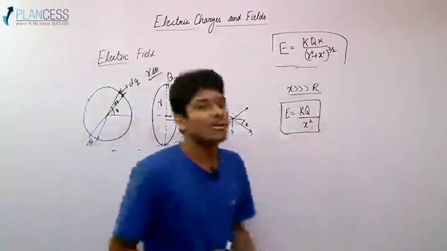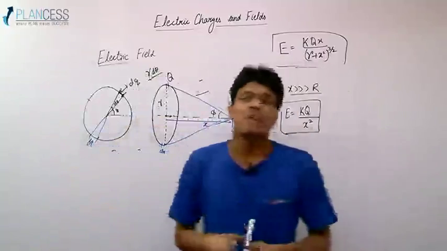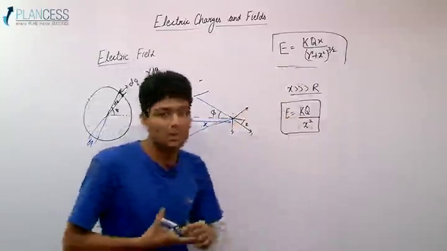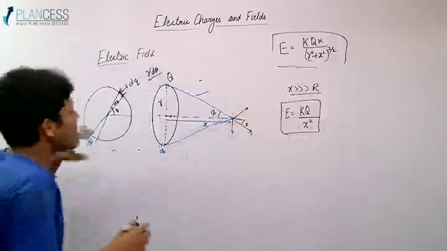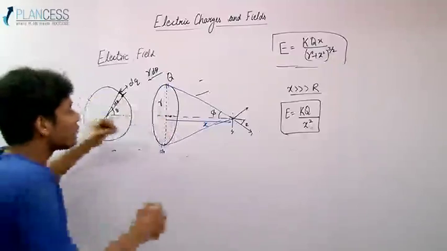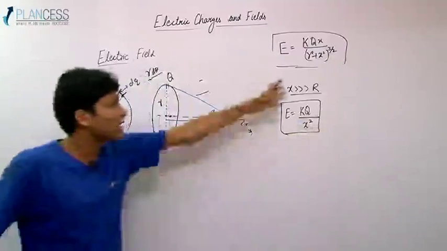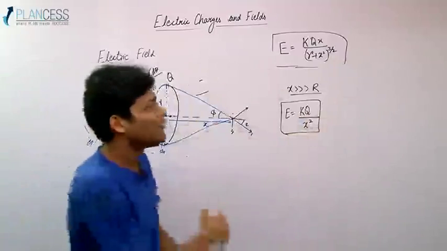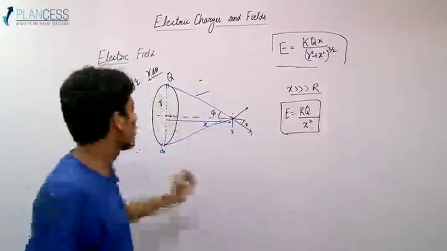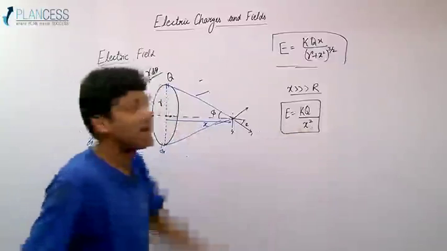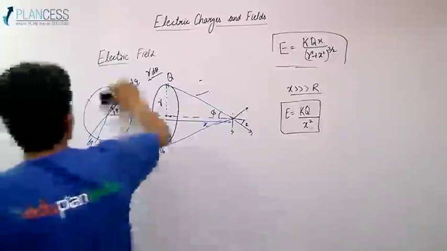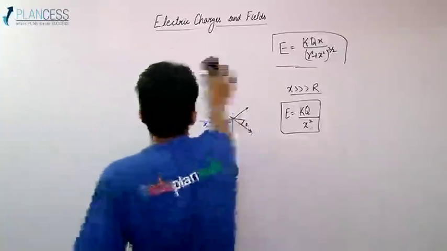That is, the electric field at a distance x from a point charge would be kq upon x square. In this case, if x was much greater than r, then the electric field also comes out to be kq upon x square. The point here is that this whole ring behaves as a point charge for distances which are much greater than the value of r. And ideally, if we are talking about a point at infinity, this whole ring behaves as if it is a point charge, because the formula for the electric field comes out to be kq upon x square. So this is the derivation for the formula for electric field by a ring.